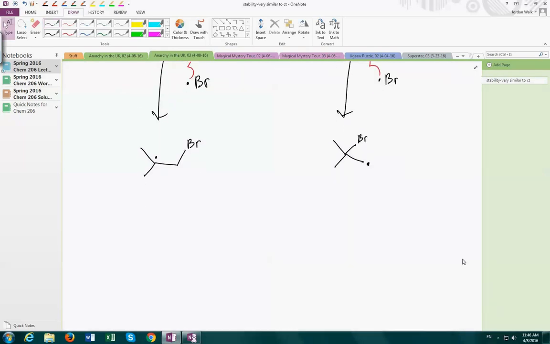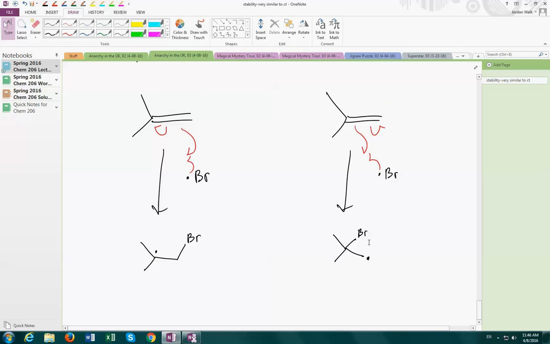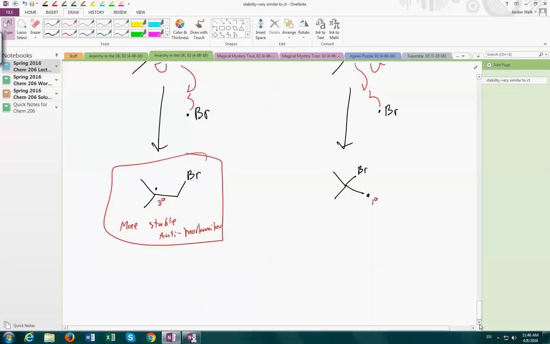And so when we look at these two new intermediates, which is definitely more stable? The left one or the right one? Definitely the left one, right? Because what we're looking at is a tertiary radical here versus a primary radical here. And so because we've got a tertiary radical, it's more stable. And since it's more stable, we end up with that anti-Markovnikov addition favored. All right, so that's why we end up seeing anti-Markovnikov addition.